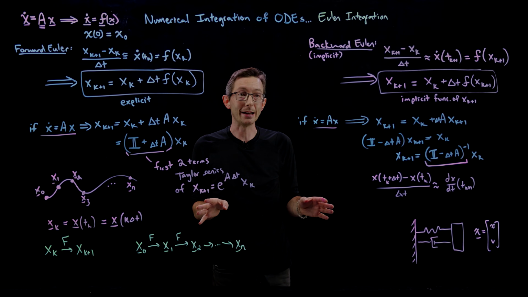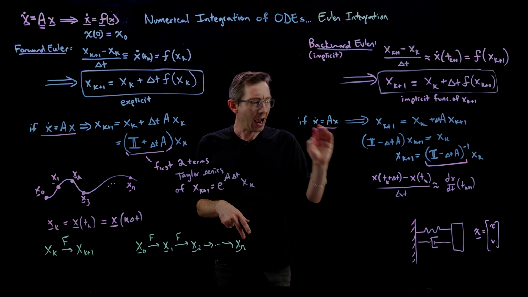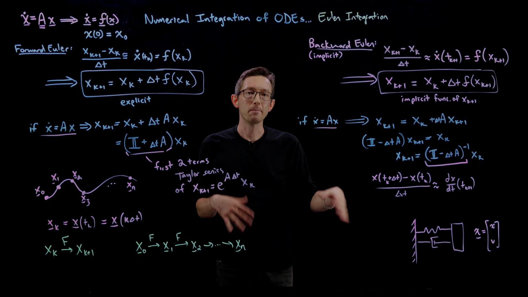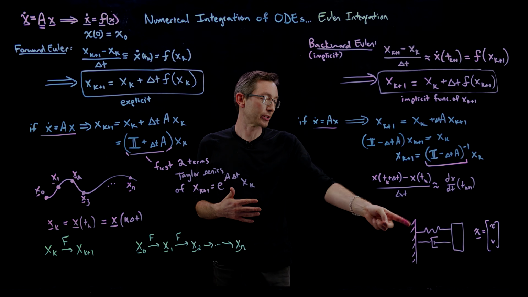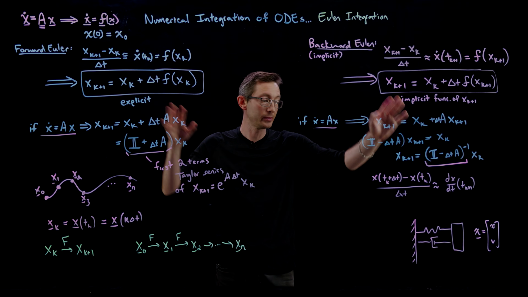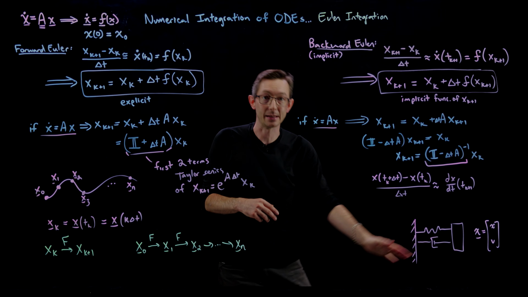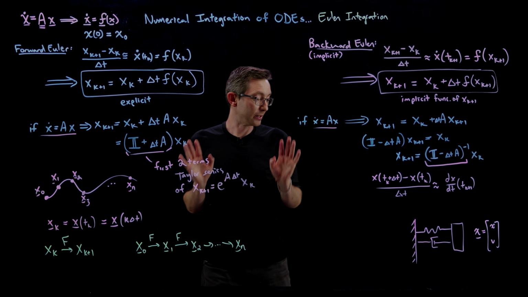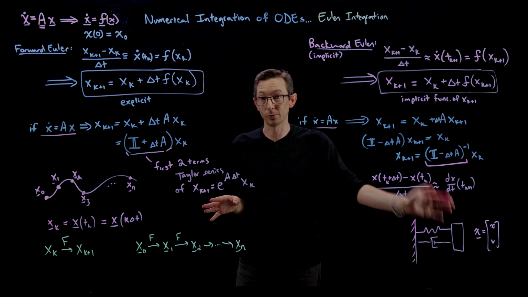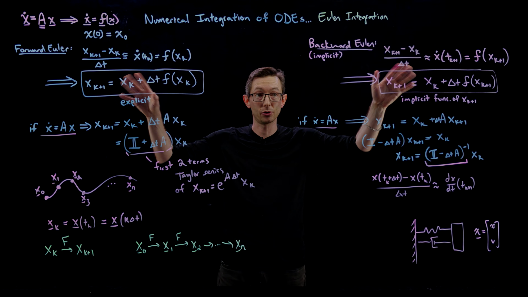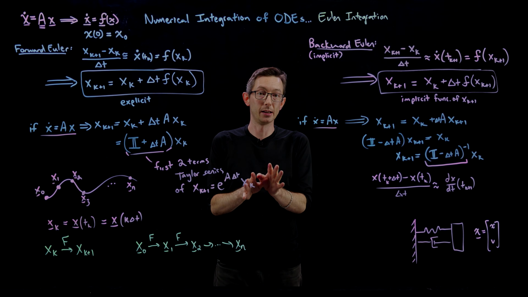Good. Maybe what I'll do right now is stop here, and in the next lecture I'm actually going to code up both of these schemes for this spring mass damper system. I'm going to derive these equations of motion, and we're going to try these integrators. All right, stay tuned. Thank you.